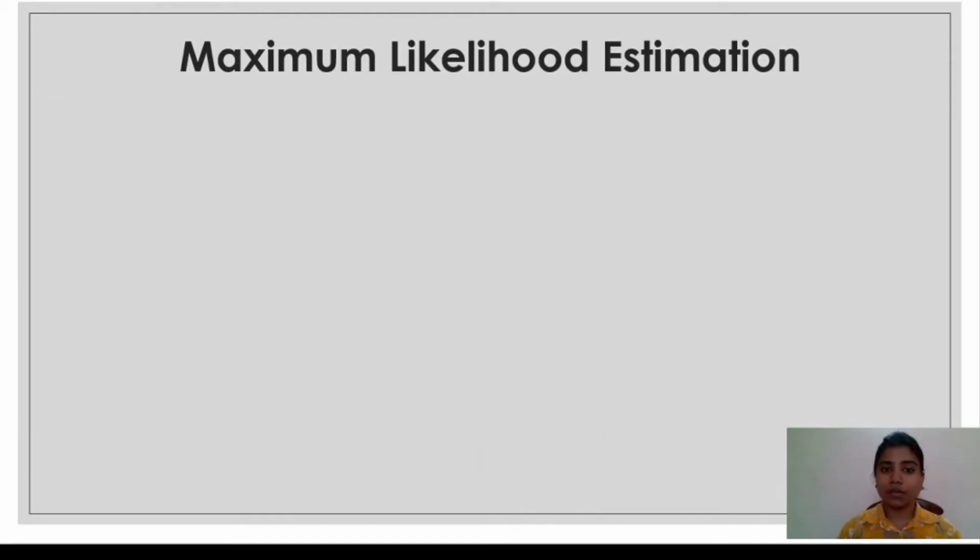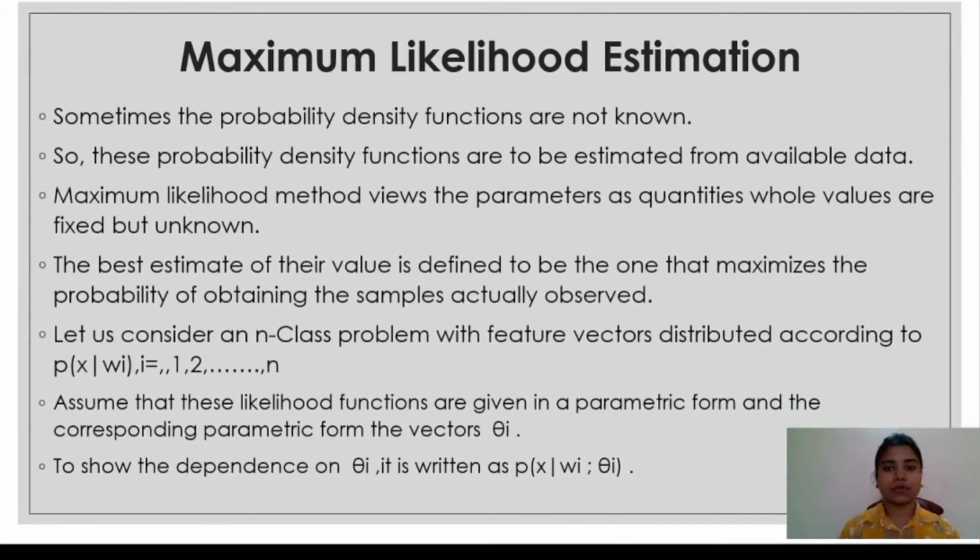Here are some other points related to maximum likelihood estimation. Sometimes the probability density functions are not known, so these probability density functions are to be estimated from the available data. The maximum likelihood method views the parameters as quantities whose values are fixed but unknown. The best estimate of their value is defined to be the one that maximizes the probability of obtaining the samples actually observed.